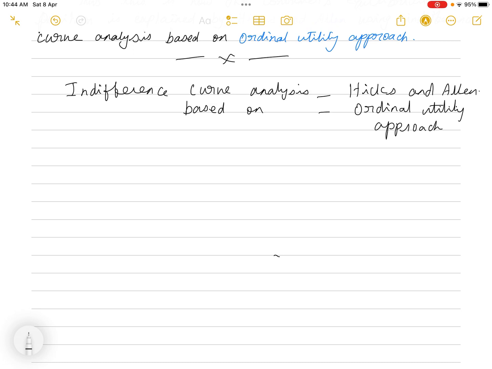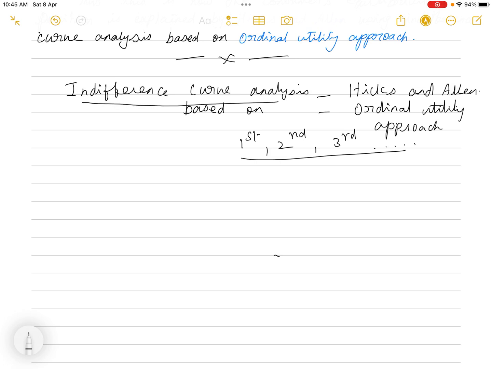That means, according to Marshall, the consumer can measure satisfaction in terms of cardinal numbers. But other economists, especially Hicks and Allen, believe that the consumer cannot measure satisfaction because it is a psychological thing. At the most, the consumer can arrange his choices based on his preferences: apples are my first preference, mangoes are my second preference, oranges are my third preference, etc. So these are ordinal numbers.